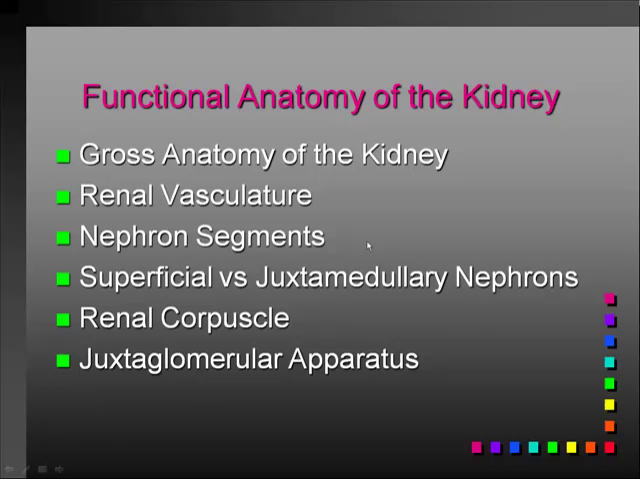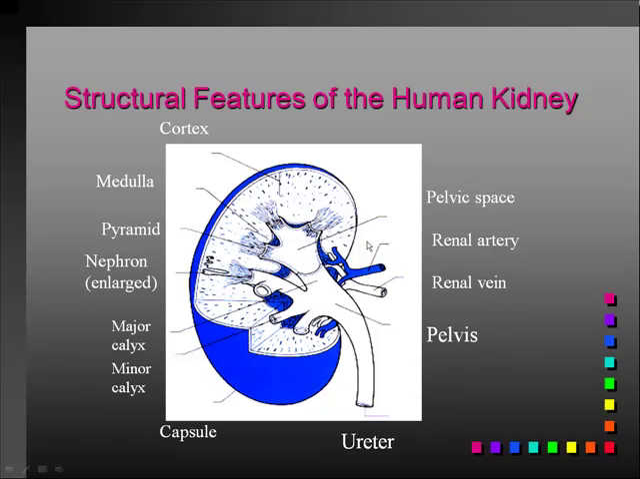So those are the key things with functional anatomy that I want you to know about. Now, if you take a look at the structural features of the human kidney, I think you know this already. This is just a basic diagram. I want you to remember that our kidneys have a cortex, the outer portion of the kidneys, and the medulla, which is the inner portion of the kidneys in here.